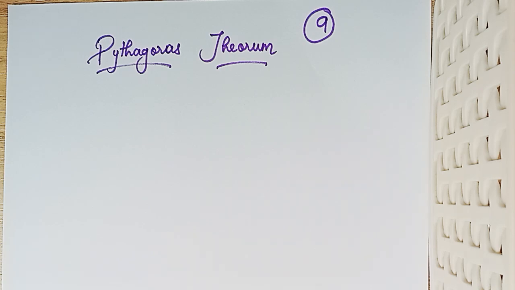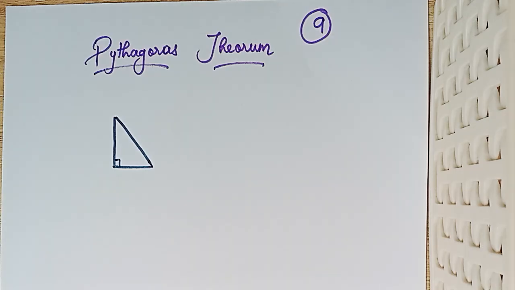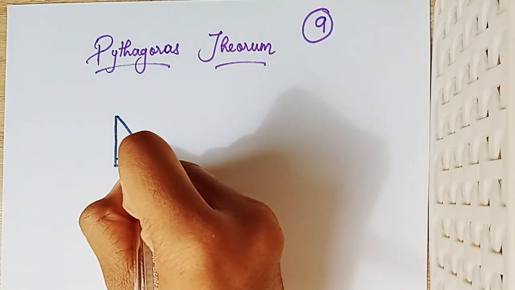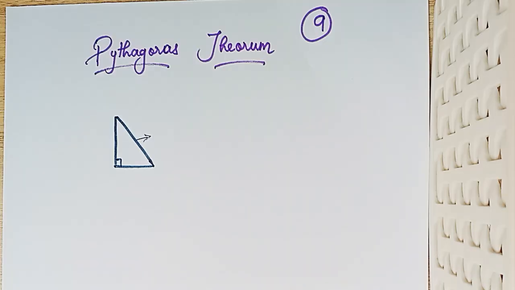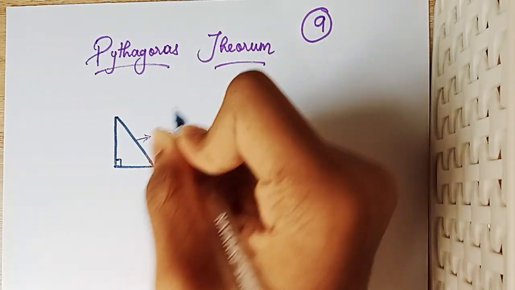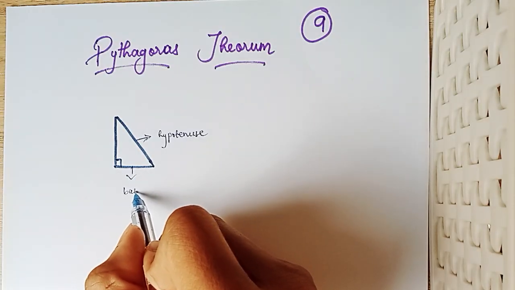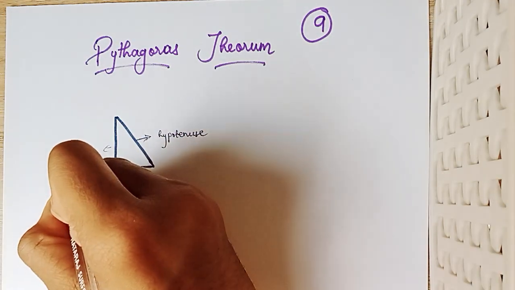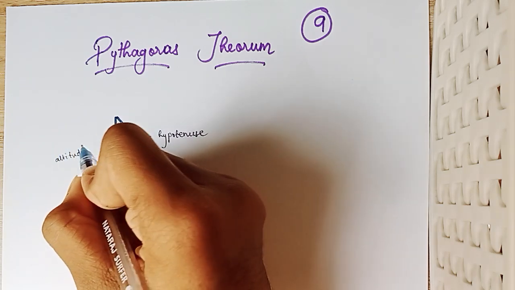Today we'll be looking at the Pythagoras Theorem from 9th grade. The Pythagoras Theorem is applicable only for a right-angled triangle, and it is used to find the longer side of the right triangle, which is called the hypotenuse. In this figure, this is the hypotenuse, this is the base, and this is the altitude or the height of the right angle triangle.